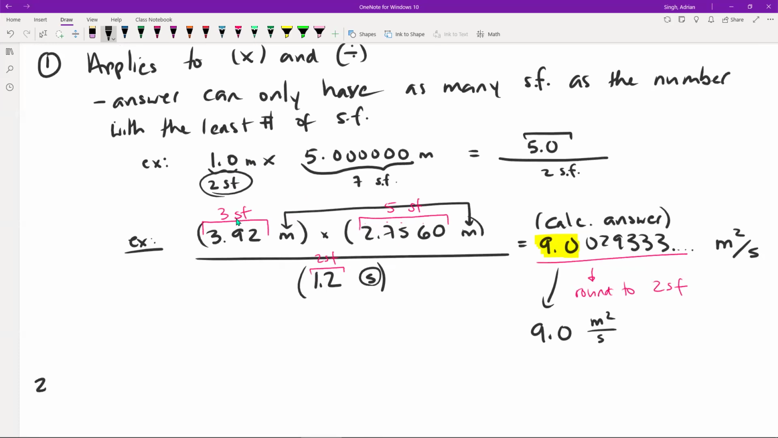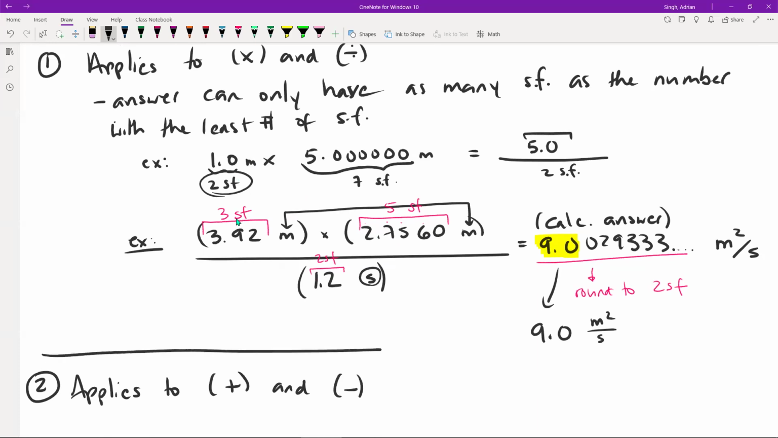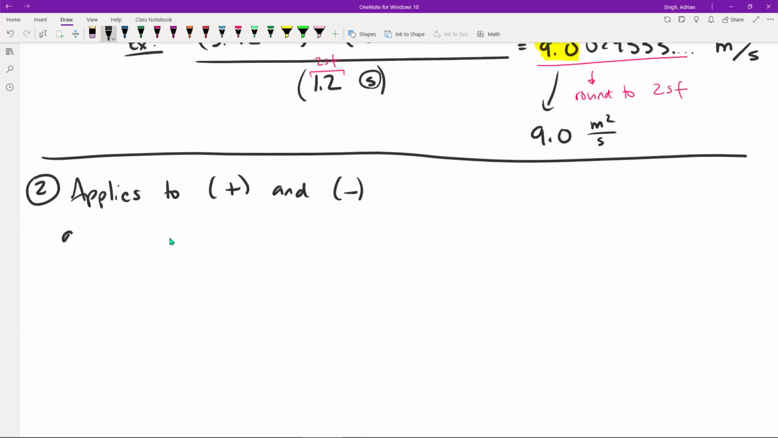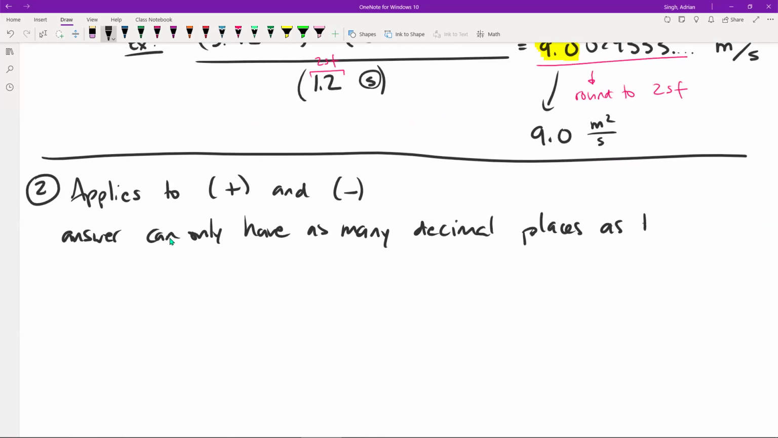What about the second rule? This applies to addition and also the same rule for subtraction. According to this rule, the answer only has as many decimal places as the number with the least number of decimal places.